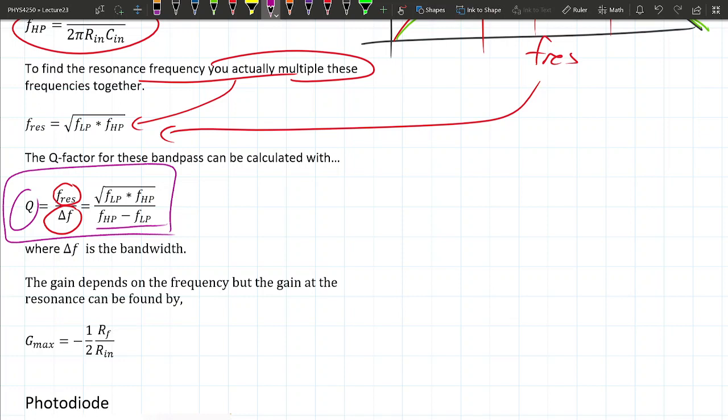Oh yeah, and what happened is that since you're applying two filters, as opposed to getting a maximum gain of RF over RN, you basically lose a factor of 2. But you can just tweak that. Instead of using a 10 kilo ohm and a 1 kilo ohm, you use a 20 kilo ohm and a 1 kilo ohm, if you want a maximum gain of 10.